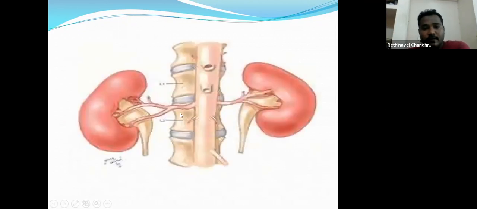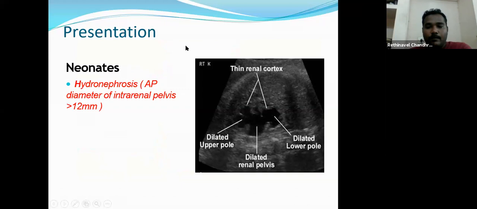So you can see in this figure where there is an aberrant lower polar artery, it will compress the ureter at the PUJ level, leading to PUJ, that is pelviureteric junction obstruction. Then coming to the presentation in neonates, they usually present with hydronephrosis, because these children will not tell pain, mass, anything. Usually the parents will come and tell that the child is not feeding properly, there is constant failure to cry. These are all the symptoms that will be explained by the parents.